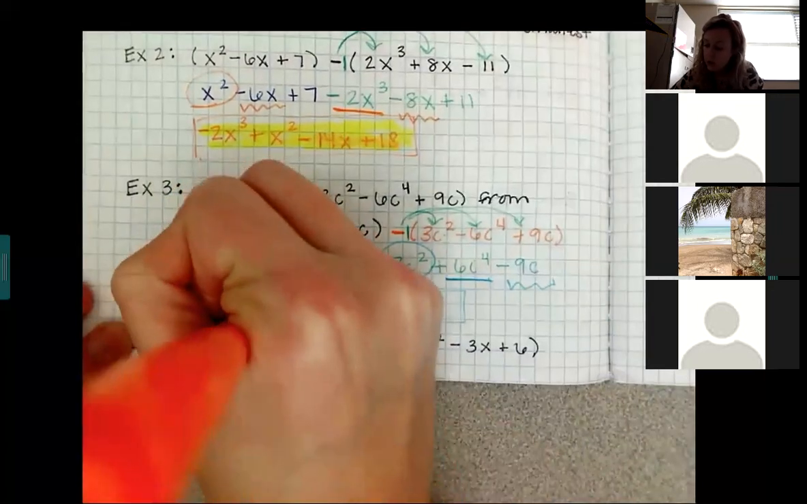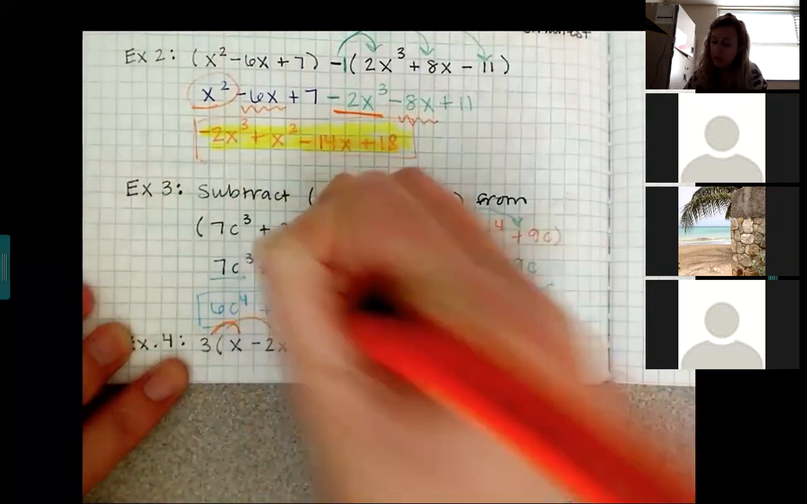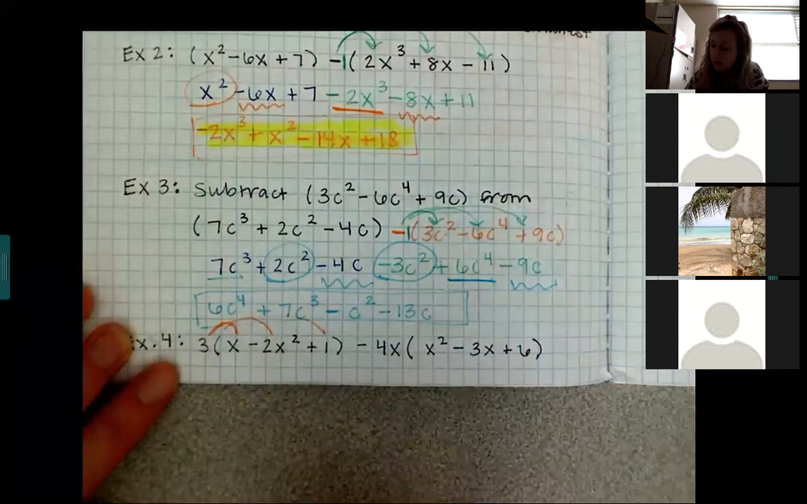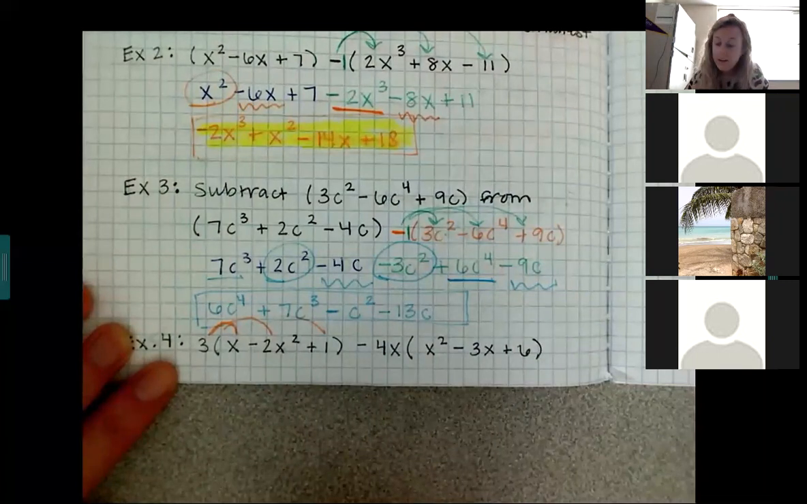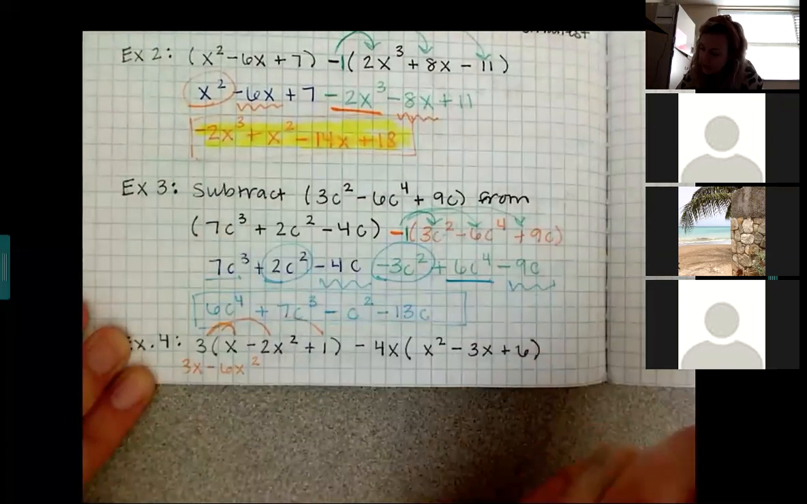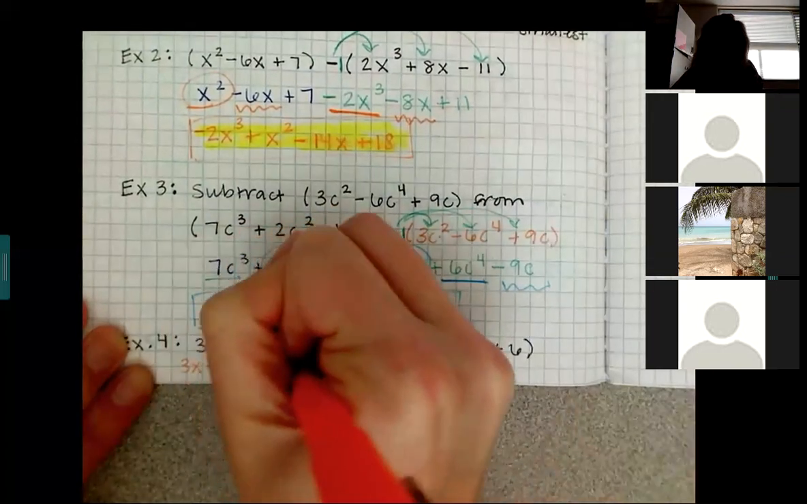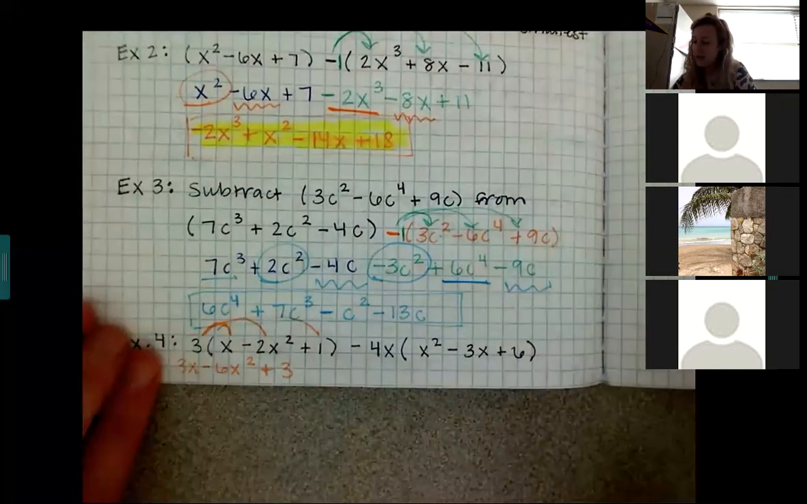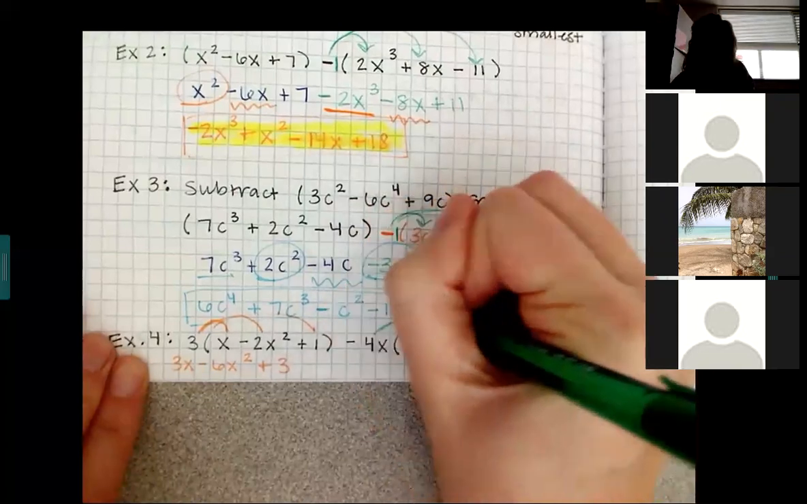So he said distribute the 3, which I agree with. So when I distribute this 3 in, what am I left with? Three x minus 6x squared plus 3. Very good. Minus 6x squared plus 3. That was Henry, right? Yes, ma'am. Well, Ben. All right, and then in the back one, Jordan said distribute negative 4x.